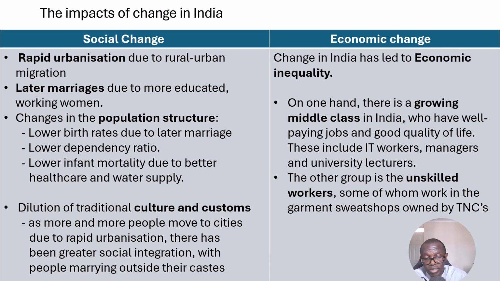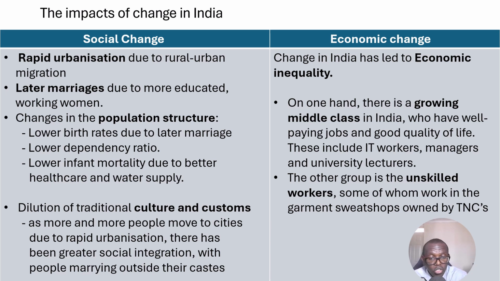The second social change that has taken place is later marriages. This is due to a more educated public in India, and as more and more people are better educated in India, they will pursue a career, and as a result, they will prefer to get married later as they pursue that career first. Then the next social change that has taken place has been to India's population structure.